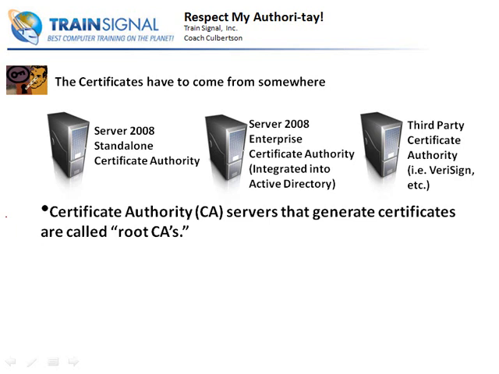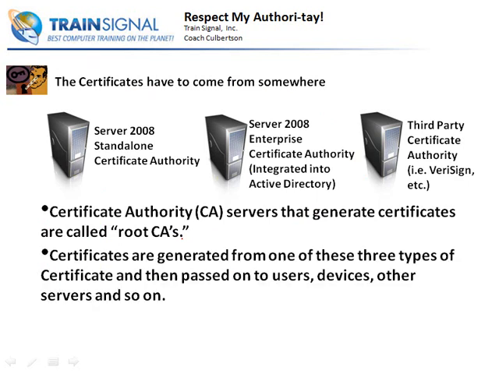So a root CA generates certificates. Now, I want to let you know something. In a very small network, if you want to use certificate services, you could use either of these two options, the standalone certificate authority or the enterprise certificate authority. You could use them by themselves to generate, hand out, and verify users' identities and also to do encryption. Now, certificates generated from one of these three types of CAs are then passed on to users, devices, and servers, and so on.